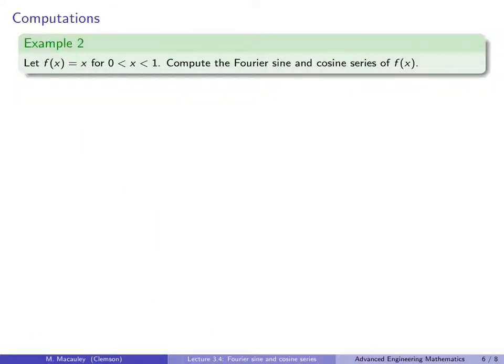We'll conclude with an example. Let's let f of x be equal to x, defined on 0 to 1. So let me sketch that right here. That's easy to draw. So that's this little function. This is f of x.